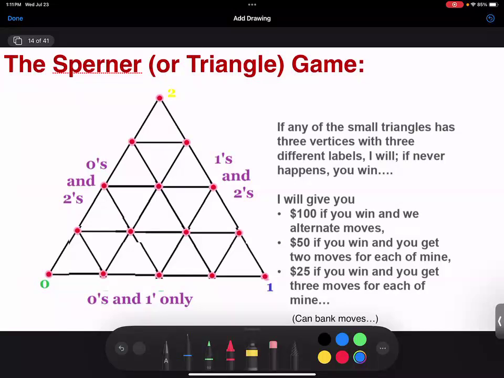And the goal for me is to have one of the smaller triangles labeled 0, 1, 2. If even one triangle is labeled 0, 1, 2, I win. Your job is to make sure that doesn't happen. And so you can all be a team.